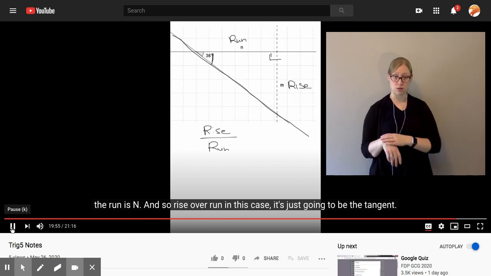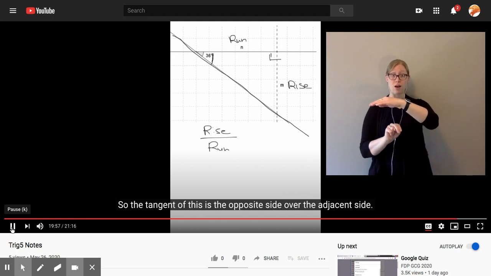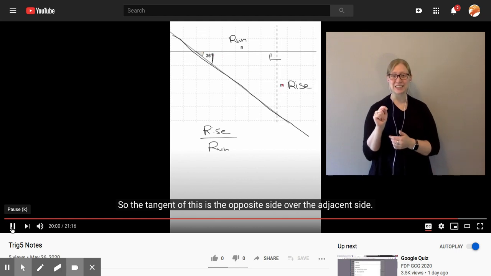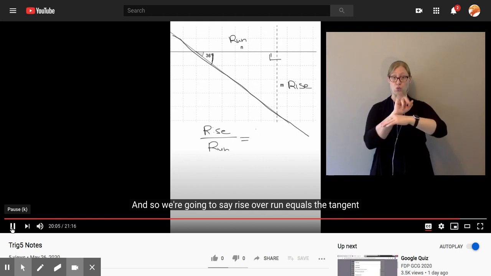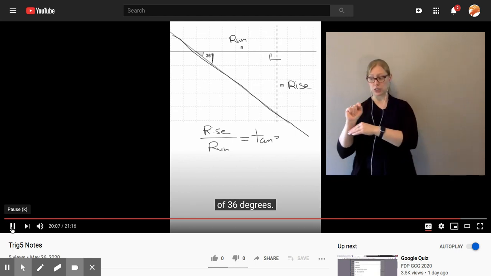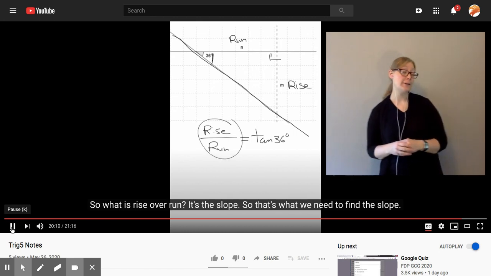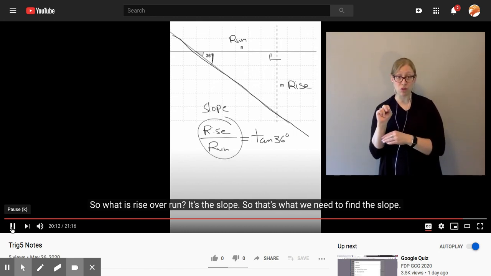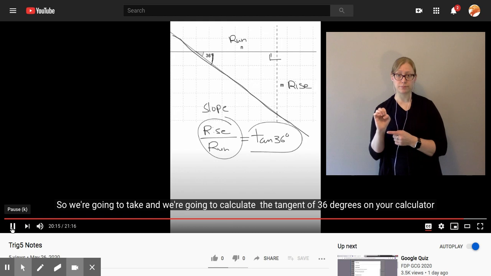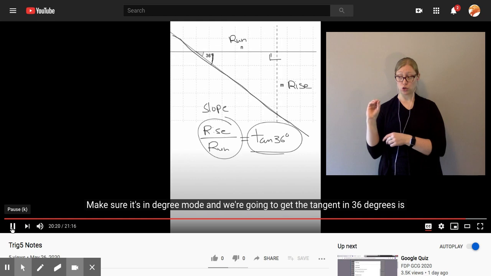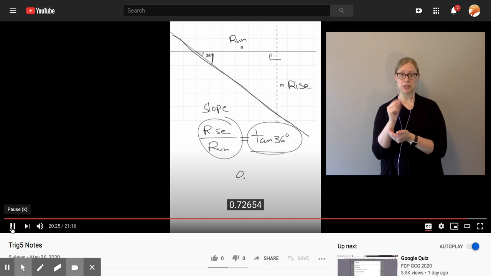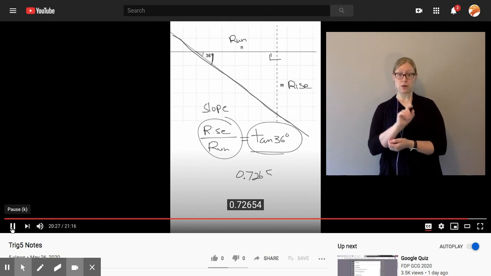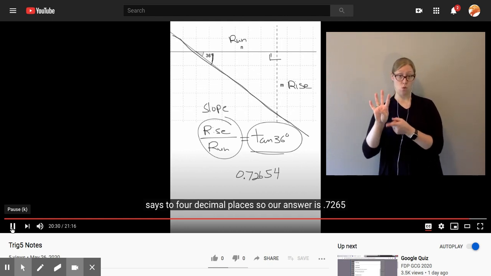And so rise over run in this case is just going to be the tangent. So the tangent of this is the opposite side over the adjacent side. And so we're going to say rise over run equals the tangent of 36 degrees. So what is rise over run? It's the slope. So that's what we need to find, the slope. So we're going to calculate the tangent of 36 degrees on our calculator. Make sure it's in degree mode. And we're going to get the tangent of 36 degrees is 0.72654.